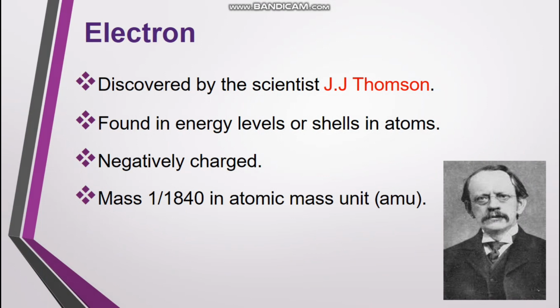Sir J.J. Thomson discovered the electron, and these electrons are found in energy levels, orbiting around the nucleus. These electrons are negatively charged and their mass is negligible when compared to the mass of protons and the mass of neutrons.